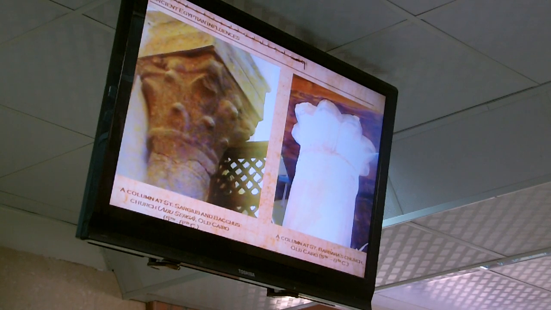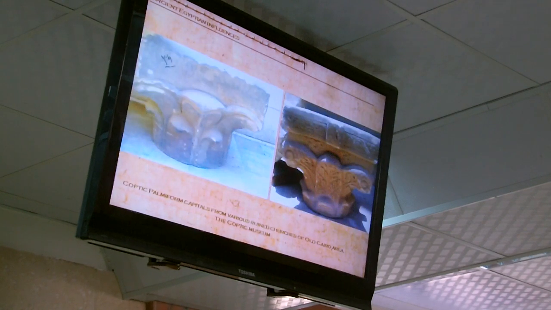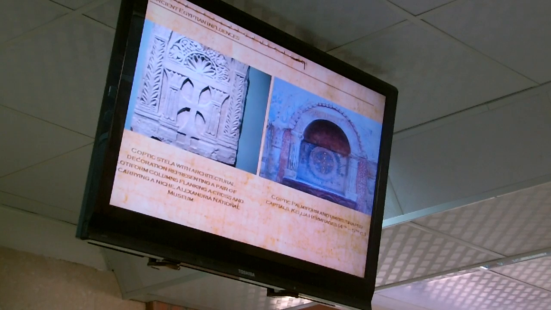Palmiform columns as well from St. Barbara's Church in Old Cairo. And these are from the Coptic Museum. Here we have a Coptic stela from Alexandria's National Museum showing a cross flanked by two rotiform columns.